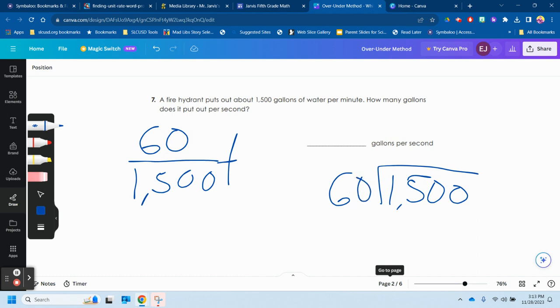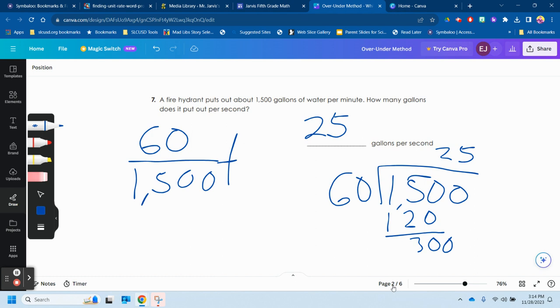So I know 60 goes into 150 two times, and I'd get 120. I had a remainder of 30, and I could bring down this 0. Then 300 divided by 60 would be 5. 5 times 6 is 30. 5 times 60 is 300. So this is 25 gallons per second.